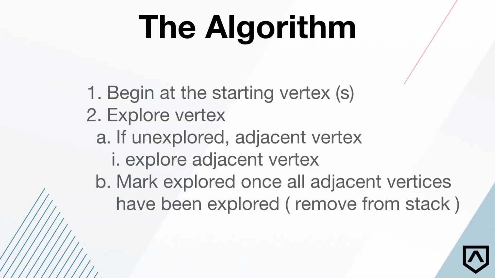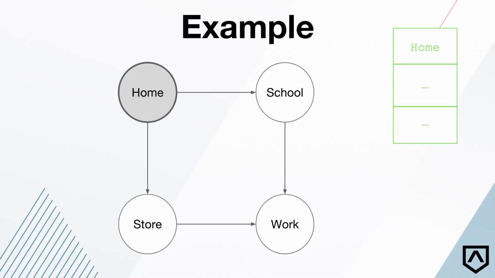If not, so basically if we've hit the end of this branch, the end of this path, then we'll go ahead and mark that node explored, remove it from the stack. So one key difference between breadth first search and depth first search in terms of implementation: with breadth first search, we were using queues to keep track of what nodes we had explored, what nodes we had yet to explore. However, with depth first search, we're actually going to use a stack instead of a queue. All right, so let's take a look at an example.